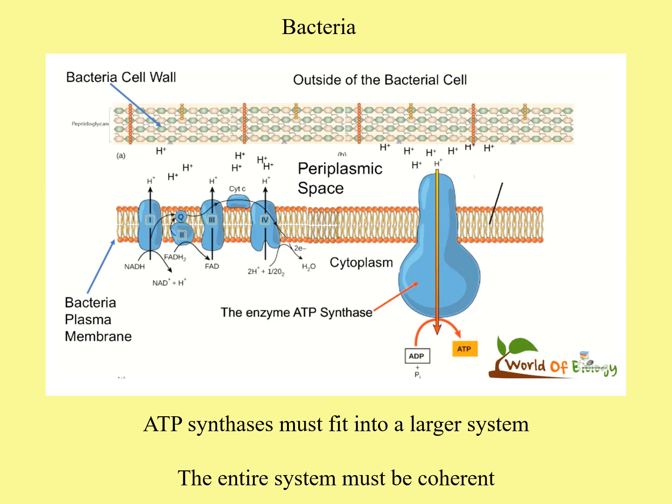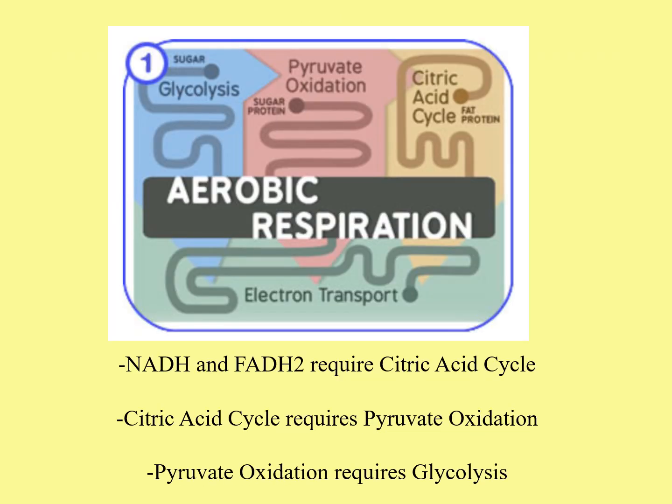But you might wonder, where does the proton gradient come from? This slide shows the process for generating the proton gradient in bacteria. The blue objects are other proteins. Those are enzymes that are required to generate the proton gradient. This is a complex chain of enzymes embedded in the membrane that each depend on one another.